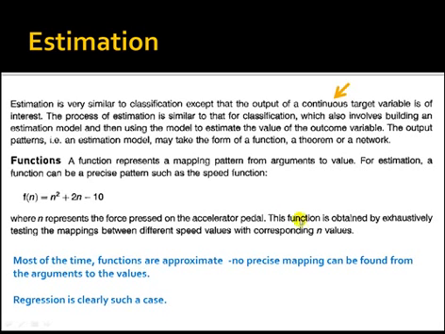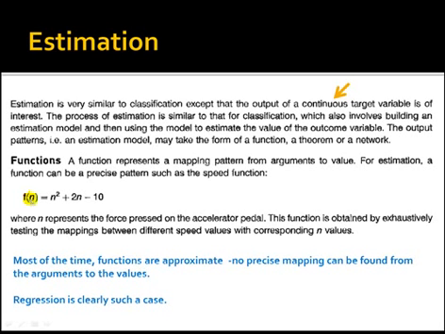So it says this function is obtained by exhaustively testing the mappings between different speed values with corresponding n values. It just means you're testing: when you give n as the input, what's the speed? A different n, what's the speed? So looking for a relationship or a mapping between n and the speed. Most of the time, functions are approximate, so no precise mapping can be found from the arguments, n here, to the output values.